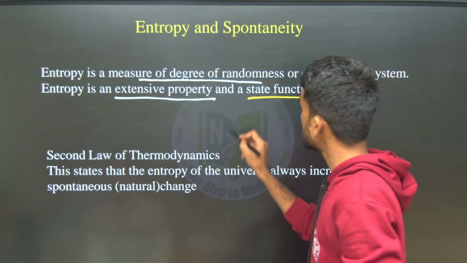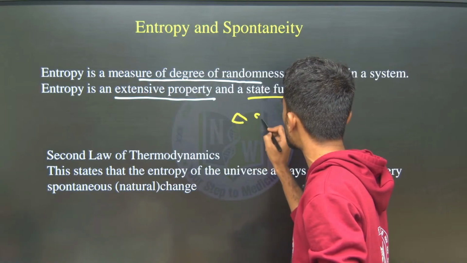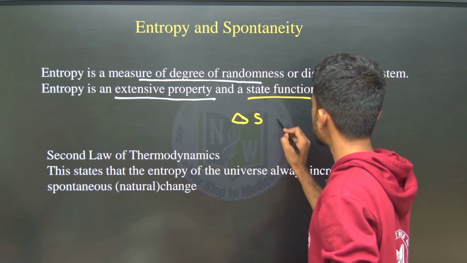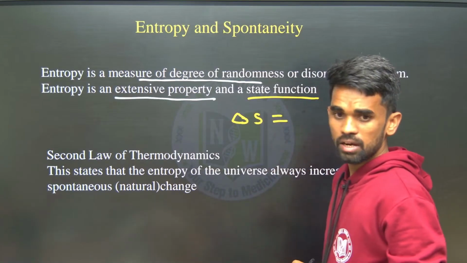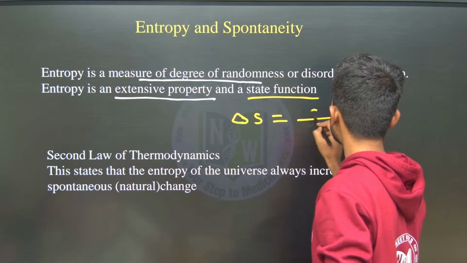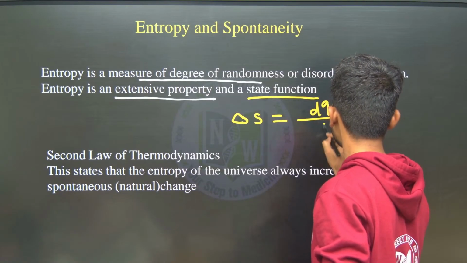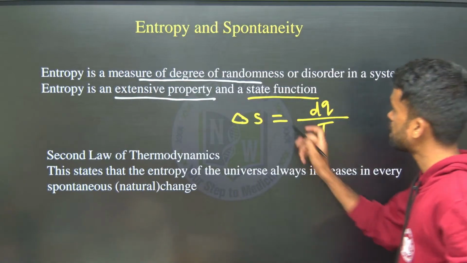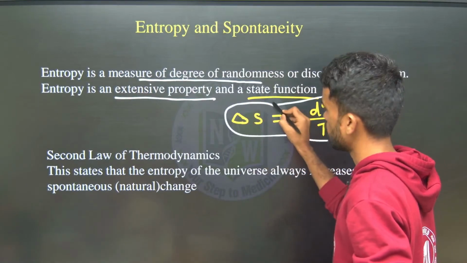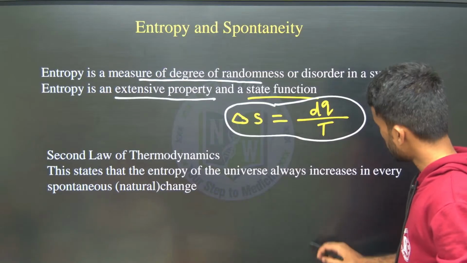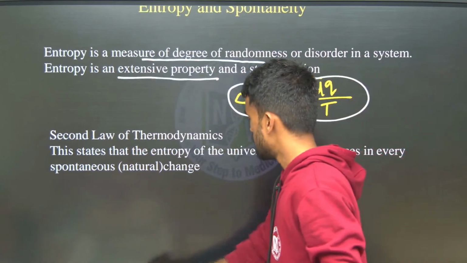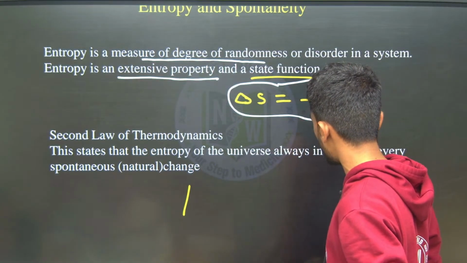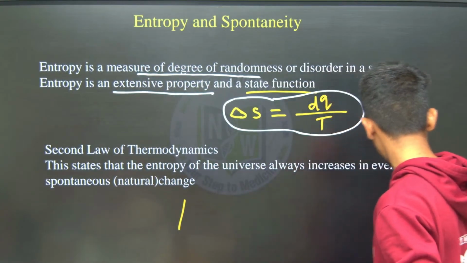The exact value of entropy cannot be calculated, we are just calculating the change in entropy. This entropy change is mathematically given as heat energy change divided by temperature, dq by T. This is the mathematical equation for entropy. Next, we need to calculate this entropy for different thermodynamic processes. We will see that.